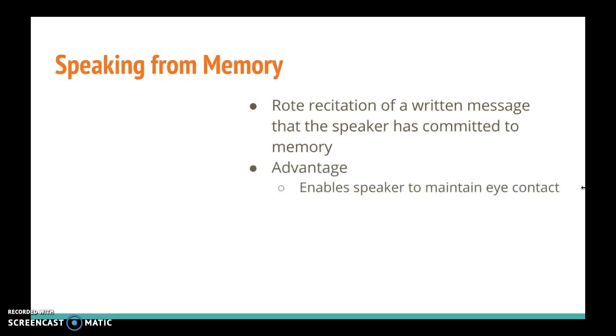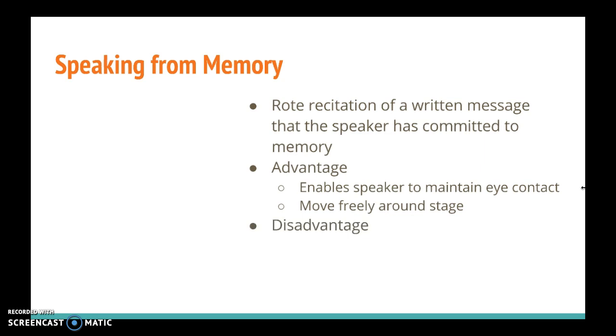So some advantages to speaking from memory is that now, as opposed to manuscript delivery, it enables the speaker to maintain eye contact with the audience. So there's a little bit more of a connection there, right? The speaker is able to look at the audience and the audience is probably more likely to pay attention to your speech. In addition, memorizing your speech gives you the ability to freely move around the stage because now you are not going to be tied to your notes on a podium, for example. You will be able to interact with different sides of the audience and gesture much more freely.